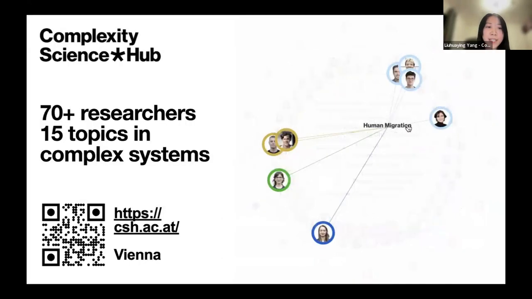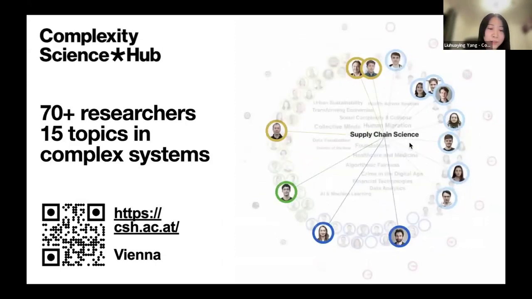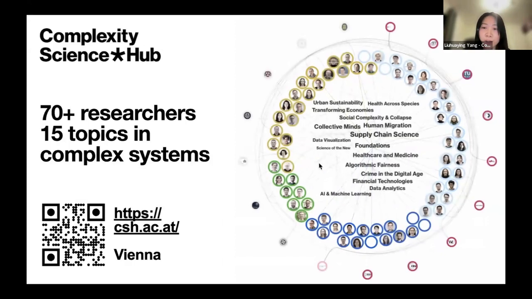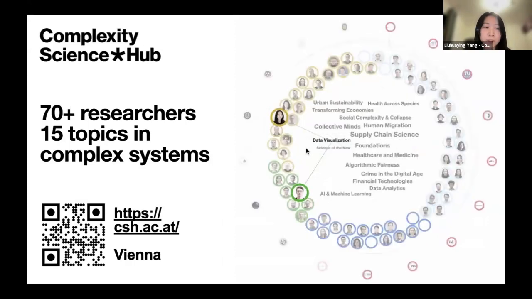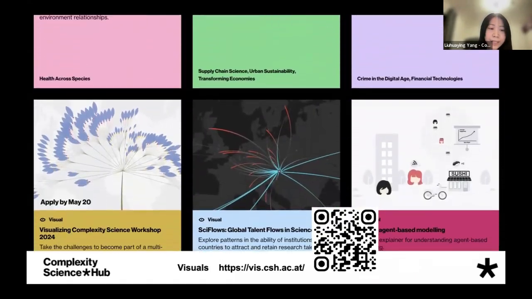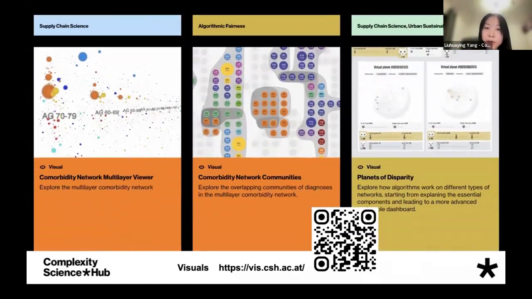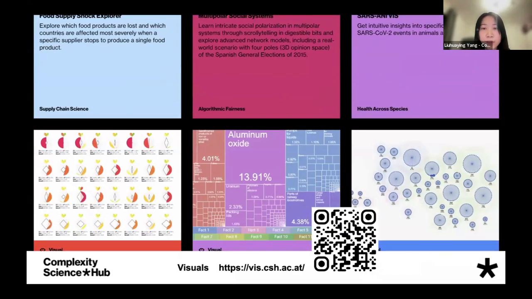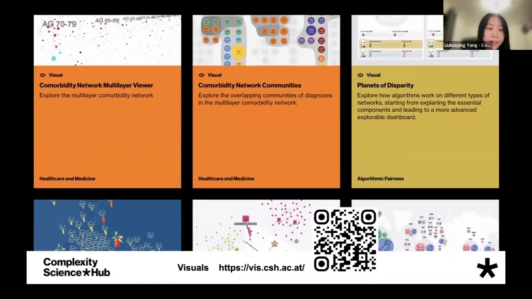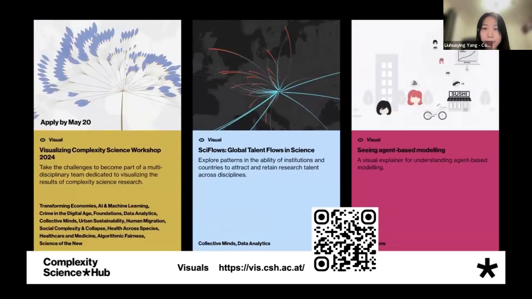The Complexity Science Hub is home to over 70 researchers, and we have 15 topics in complex systems. If you're interested in our institution, you can scan this QR code and read more about our people and our research topics. You can also find our visualizations on our website. We create interactive web-based visualizations for communicating our scientific research results, making sure that our research is meaningful for both experts and the general public.